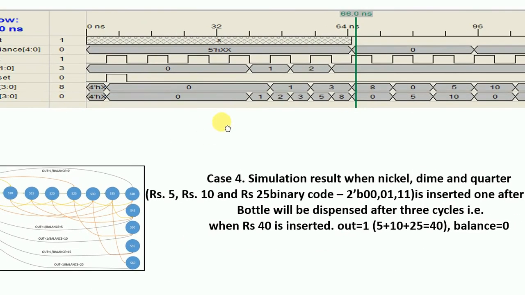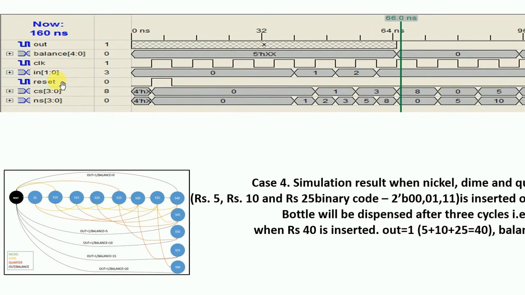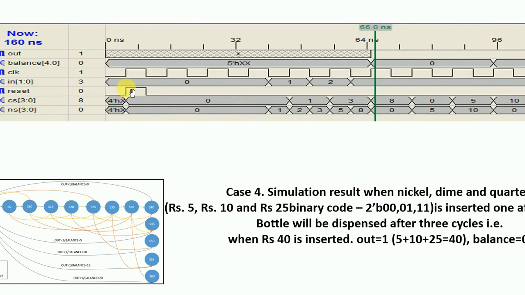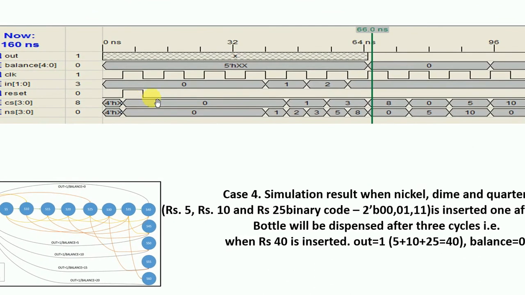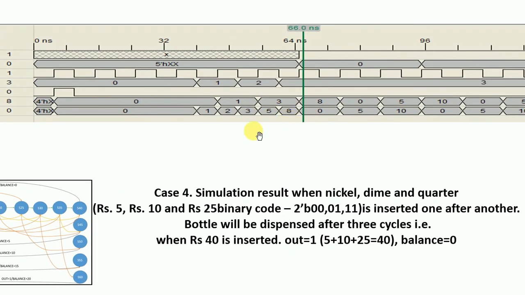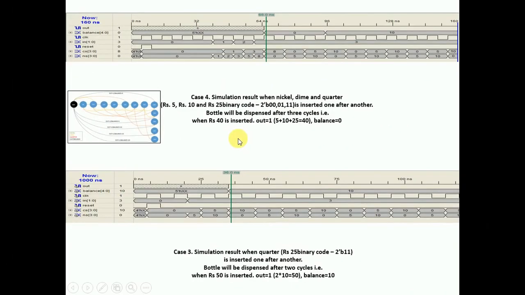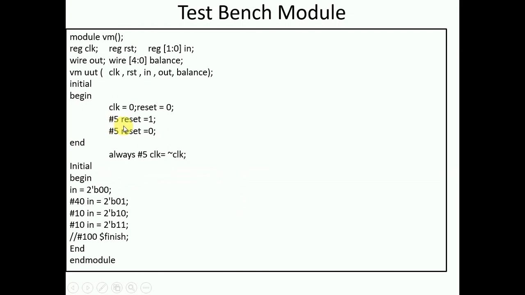So which means now, as you can see, reset. Firstly, after just 5 seconds we have made the reset as 1. Then for the rest of the time we have made our reset as 0, as is evident from here. Hashtag 5 reset is equal to 1 and hashtag 5 reset is equal to 0.